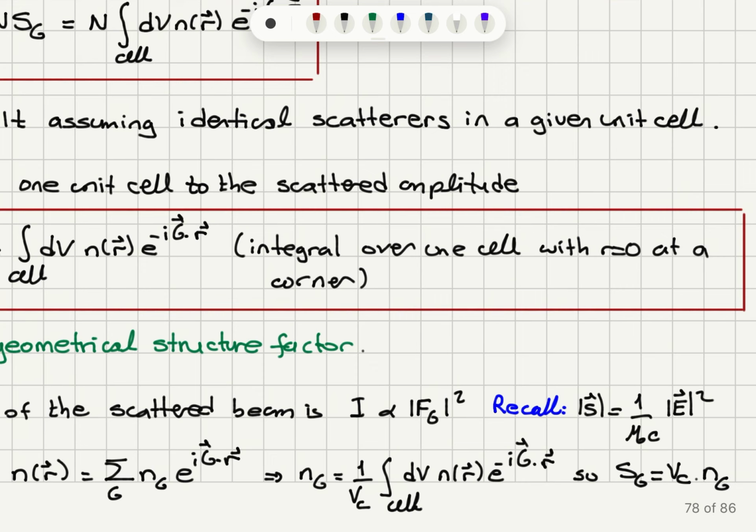And where does that come from? Well, the intensity of electromagnetic waves is measured by the amplitude of the Poynting vector, which is 1 over mu 0 c times E squared. So the electric field component is related to the magnetic field component.